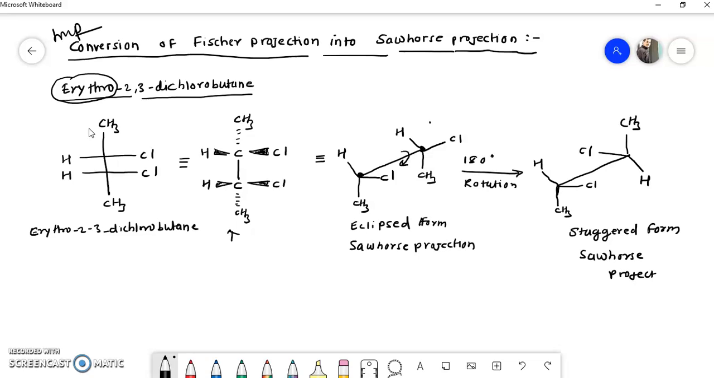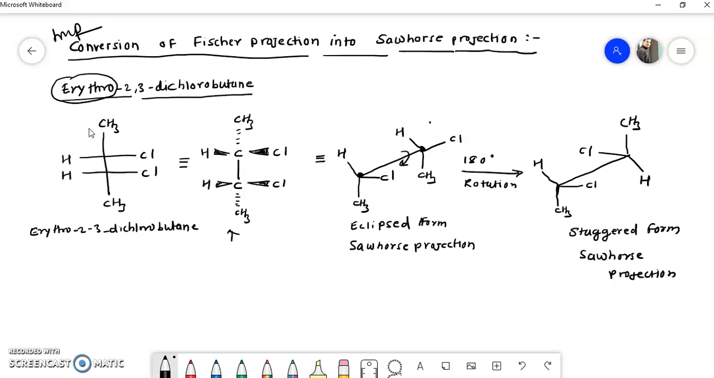This is the Sawhorse projection. So in this way we can convert a Fischer projection into the eclipsed form of Sawhorse projection, and then just rotate one carbon atom by 180 degrees. You will get the staggered form of that particular Sawhorse projection. So it is very simple to convert a Fischer projection into the Sawhorse projection. Similarly, we can take the 2,3-dichlorobutane example.